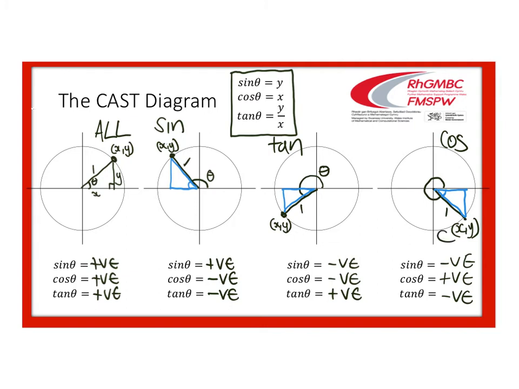We have C in the fourth quadrant, in the first quadrant we have A for all, in the second quadrant we have S for sine, and in the third quadrant we have T for tan. Actually, let's just make that a little bit clearer. Apologies if that's confused things. I'll just put tan down there and cos down there.